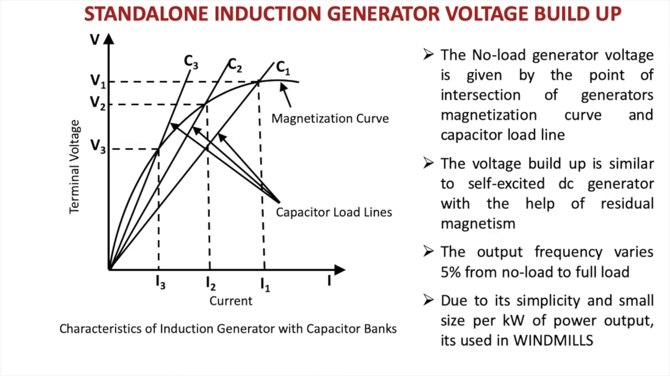Meaning if the residual magnetism is not there in the induction generator, then first we have to run it as an induction motor, have the residual magnetism, and then we can add the capacitor bank to the system and it will start working as a standalone induction generator.